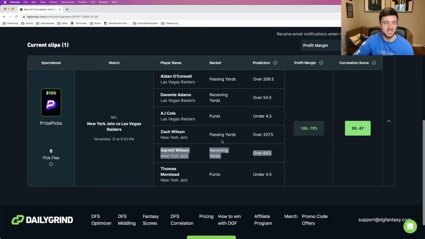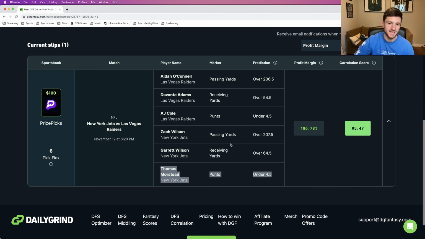Garrett Wilson, second year in the NFL, already one of the best receivers in the league. Who doesn't want to root for this type of slip? And then guess what? It's a primetime game. Let's bet some punters to go under their total punts. AJ Cole for the Raiders, under 4.5 punts. Thomas Morstead of the Jets, under 4.5 punts.